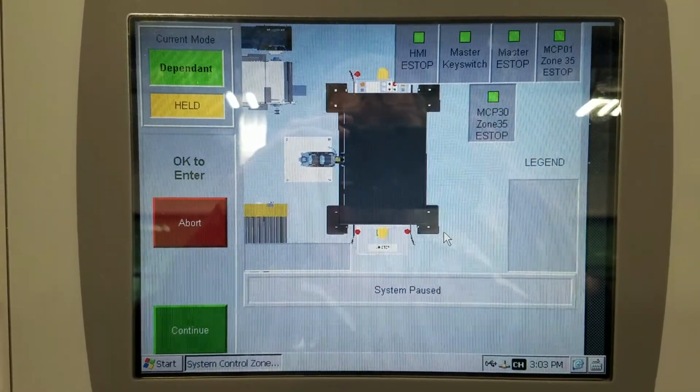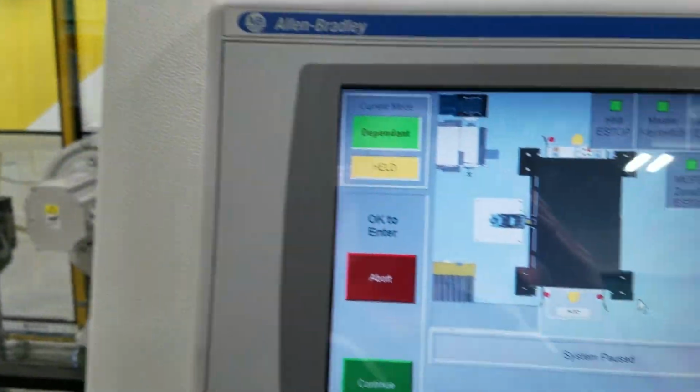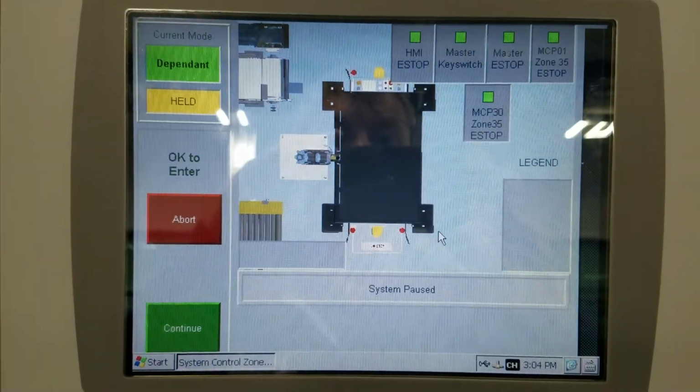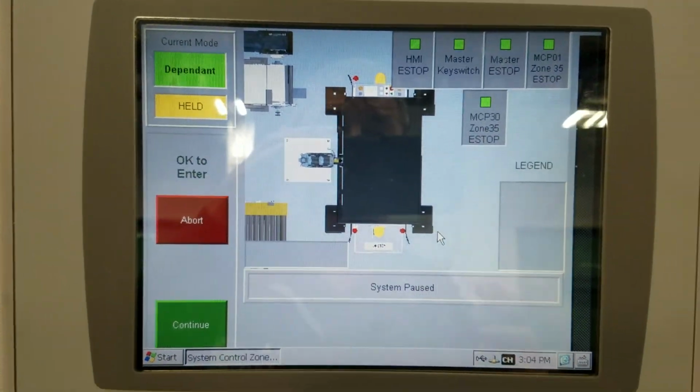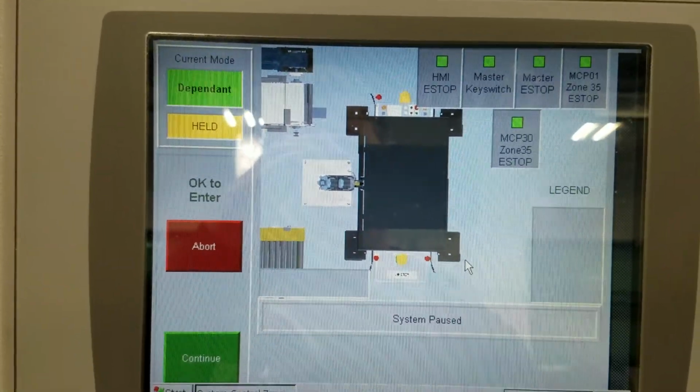Okay, what we're going to do here is take a look at the HMI screen of the Flex automated system right here. So what this screen does is it provides a lot of information for us. One thing that this screen does is it acts as a push button replacer for us.